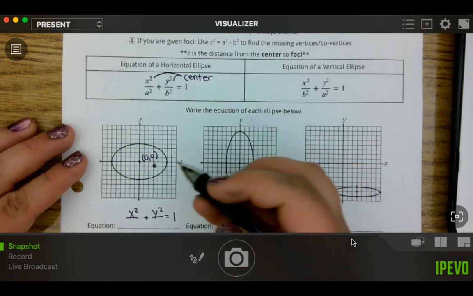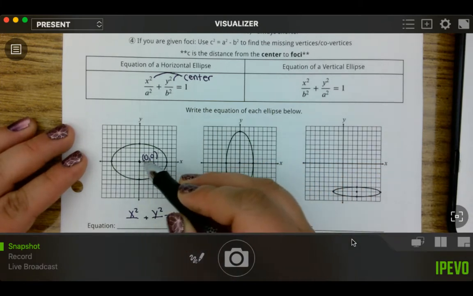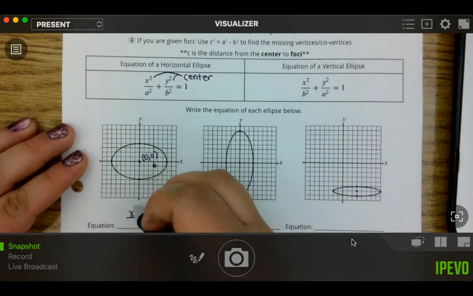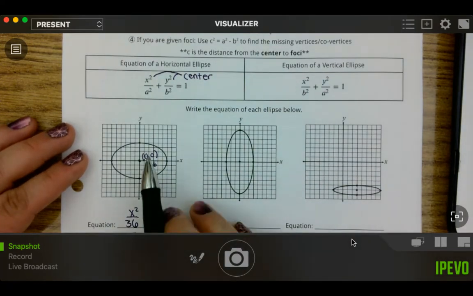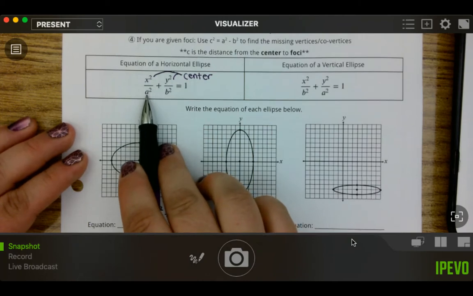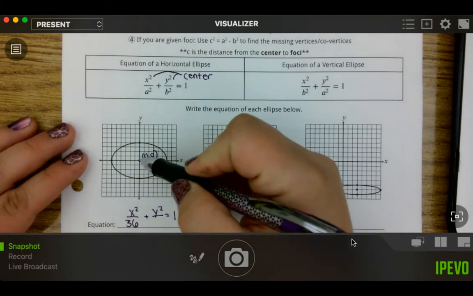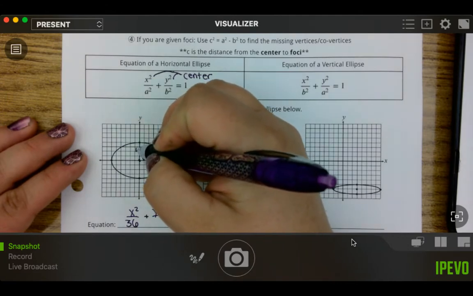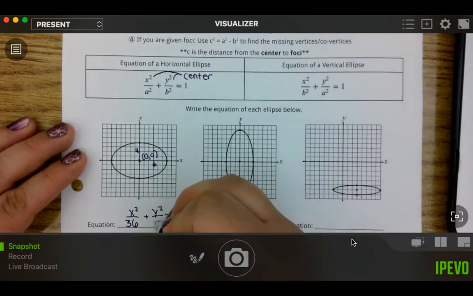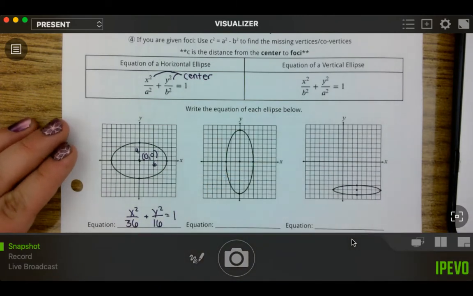6 squared is going to go underneath x, since these are the x values that are changing. And 6 squared is 36. Again, I'm squaring it because that's what it's like in the formula. Then I count the distance between here and here. 1, 2, 3, 4. 4 squared is 16. And my equation is done.